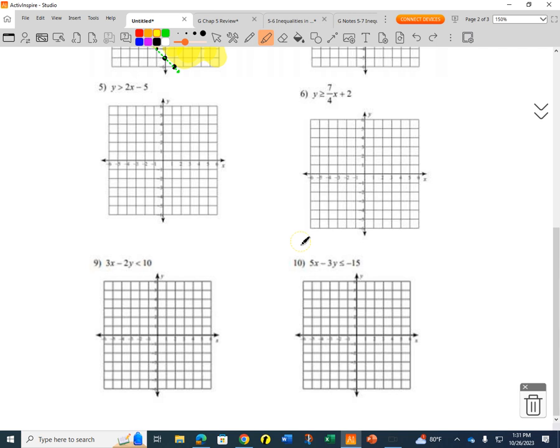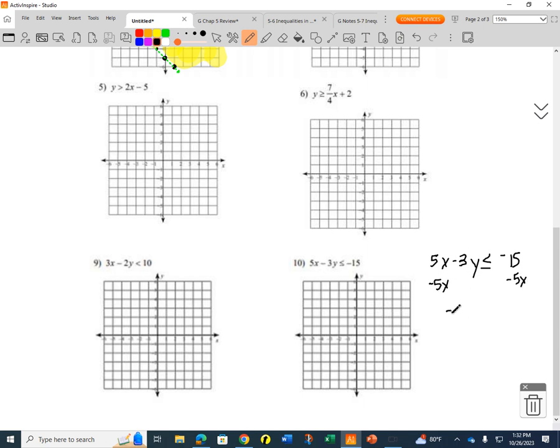My bad. All right. So let's look at number 10. Before we graph any line, we want to write it in slope-intercept form. So let's go ahead and do that over here on the side. 5x minus 3y is less than or equal to negative 15. Isolating the y, the first thing we do is get rid of the x term. We either add it or subtract it. If it's negative, we add it. If it's positive, we subtract it.